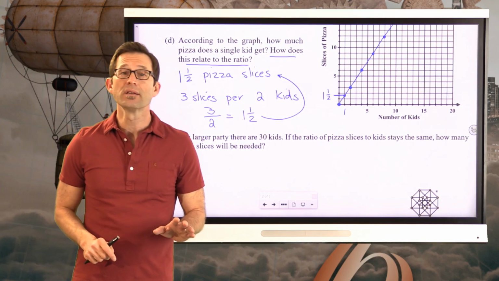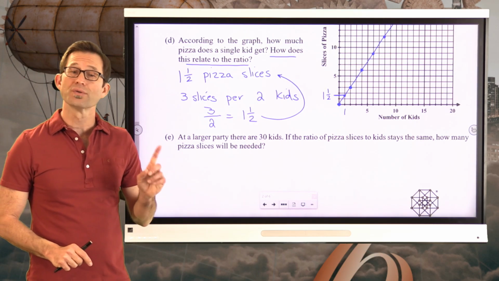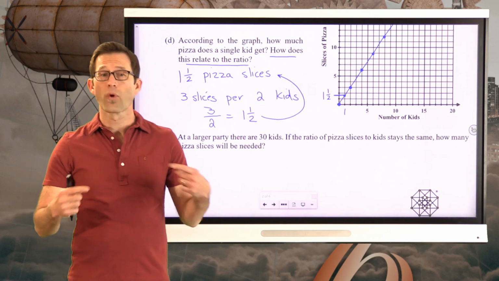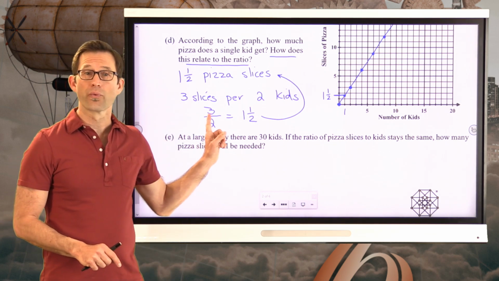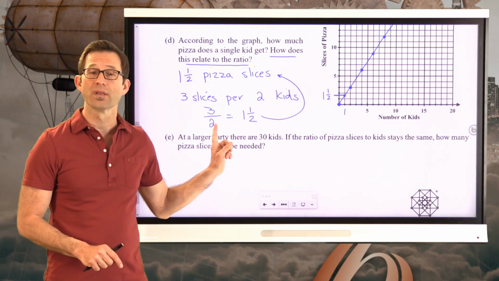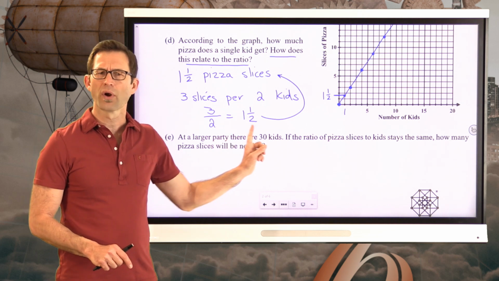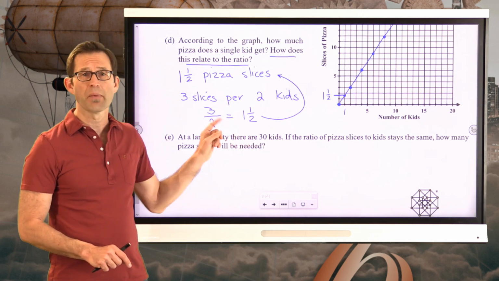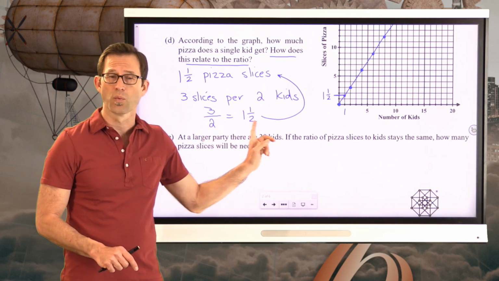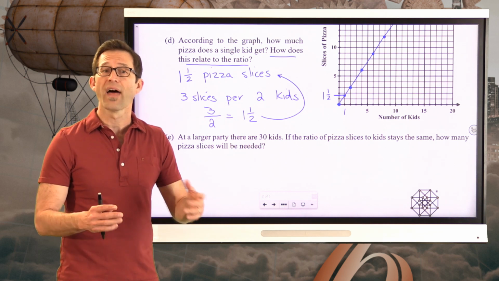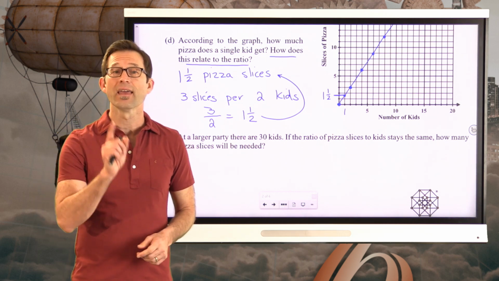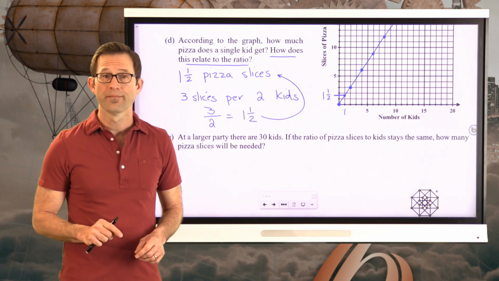And that starts to get us into the connection between ratios and fractions. If we formed this fraction, where the 3 was the number of slices and the 2 was the number of kids, and then we express that as a mixed number, or just by division, 3 divided by 2 is 1.5, then that would show us how many slices each kid got.